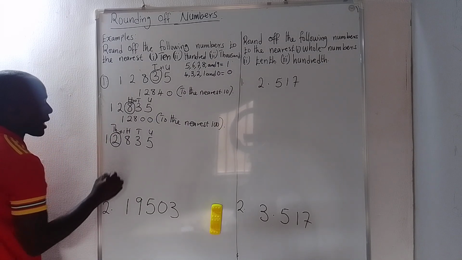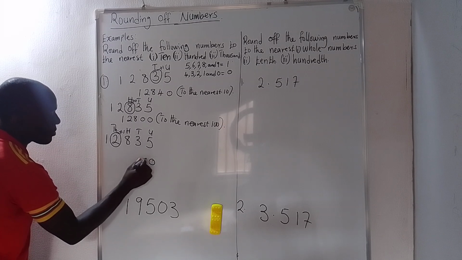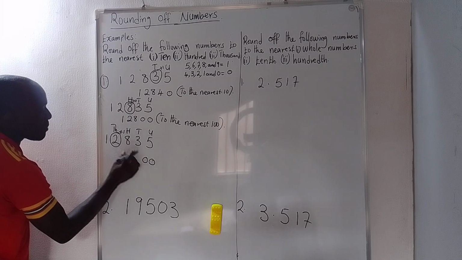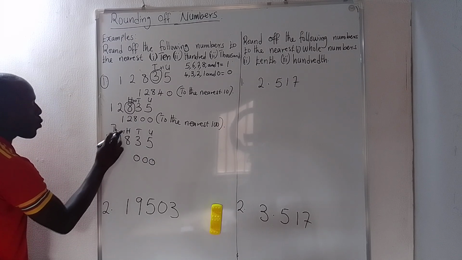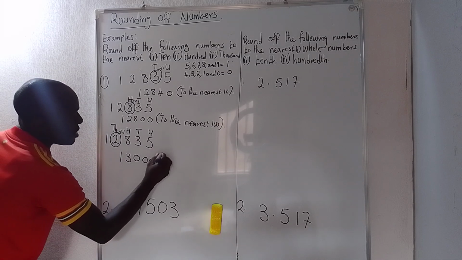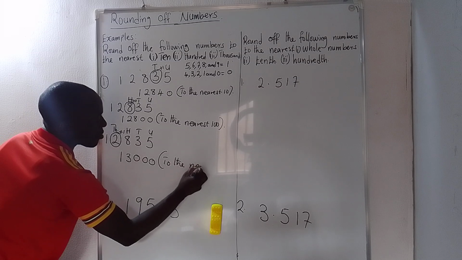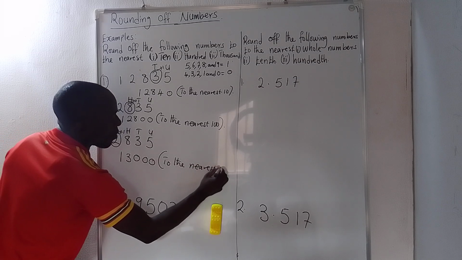So it becomes plus 1. What happens to 5? 5 becomes 0. 3 becomes 0. 8 becomes 0. Then 2 plus 1 is 3. Then you bring down your 1. This is the answer to the nearest 1000.